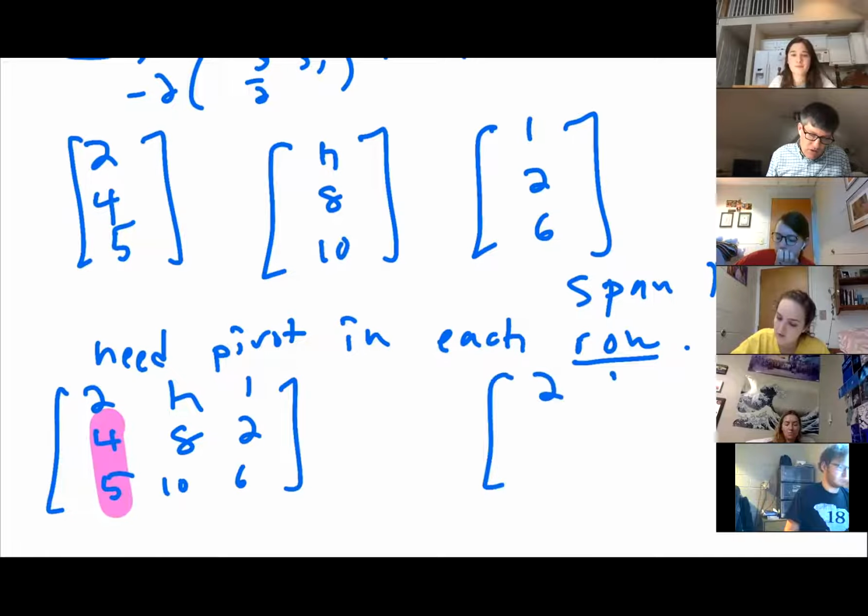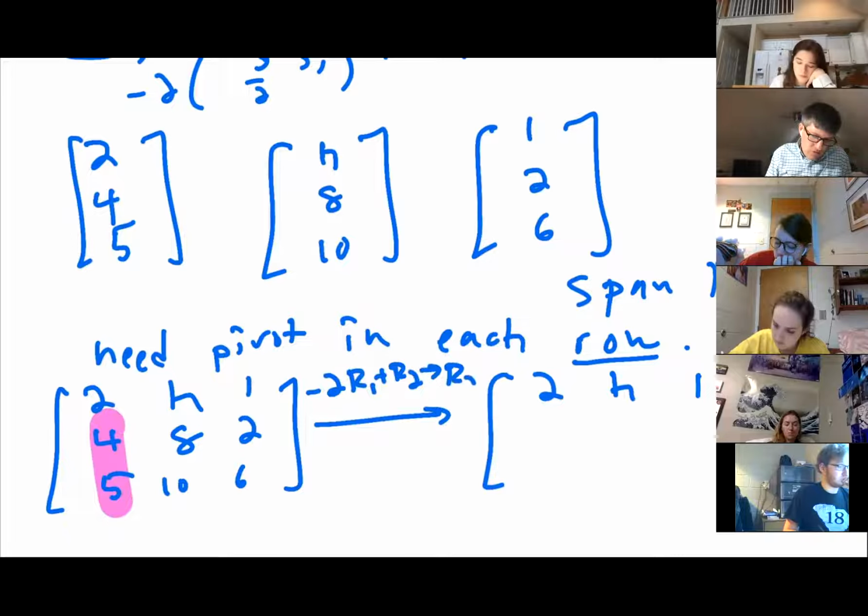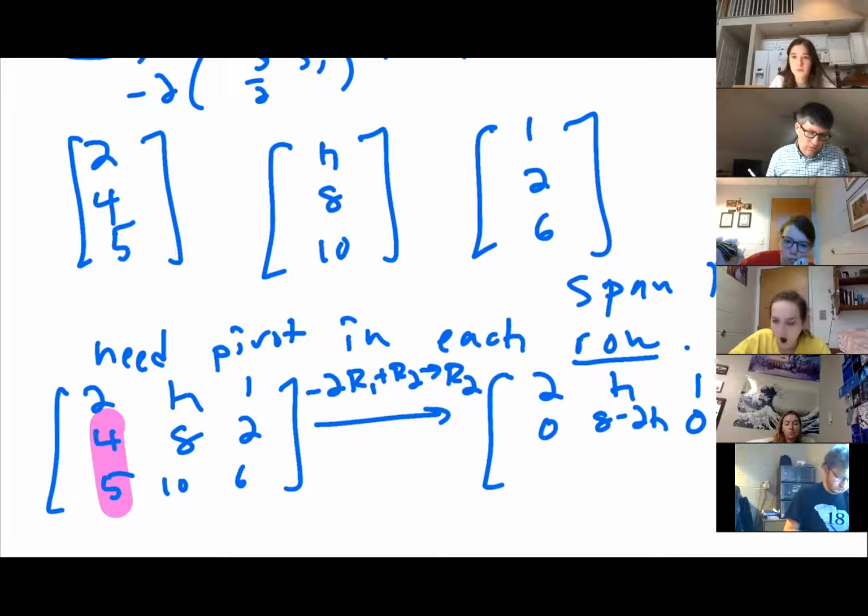My first row is fine. Let's do -2 row 1 plus row 2 becomes my new row 2. I get a 0 here, I get an 8 minus 2h here, and minus 0 here, I think. Yes? Does that look right? Yeah, I think that's right.